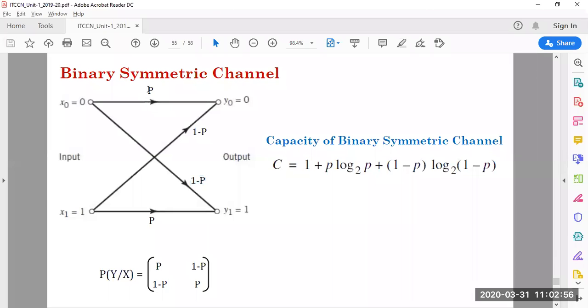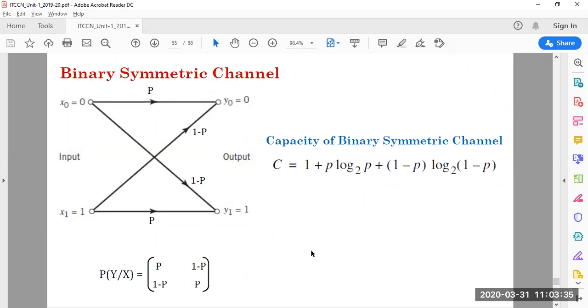So if you see, the probability of receiving y0 when the transmitted symbol is x0 is p. Now it is the same as the probability of receiving y1 when the transmitted symbol is x1, which is p. So if I represent this channel using a channel diagram, my channel matrix is p, 1 minus p, then 1 minus p, p. That's why it is called symmetric, because the probability of correct transmission as well as the probability of error for both the input symbols is the same.